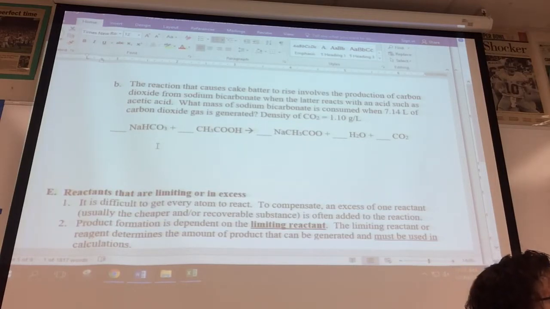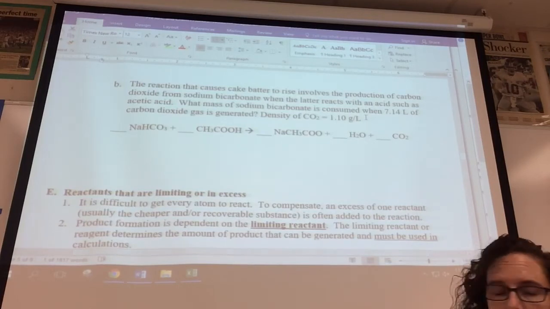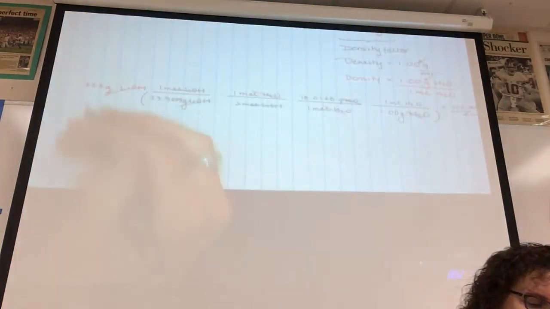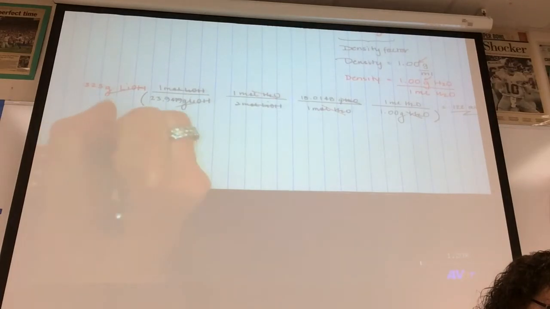It says the reaction that causes cake batter to rise involves the production of carbon dioxide from sodium bicarbonate when it reacts with acetic acid. We want to know what mass of sodium bicarbonate is consumed when 7.14 liters of CO2 is generated. The density of CO2 is 1.10 grams per liter. What's my given? The equation's already balanced. My given is 7.14 liters of CO2.